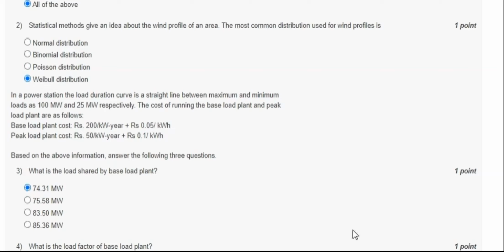The cost of running the base plant and the peak load plant, both the base load plant cost and the peak load plant cost, is given. Based on the above information, answer the following 3 questions. So what is the load share by the base load plant? So the answer is 74.31 megawatt.